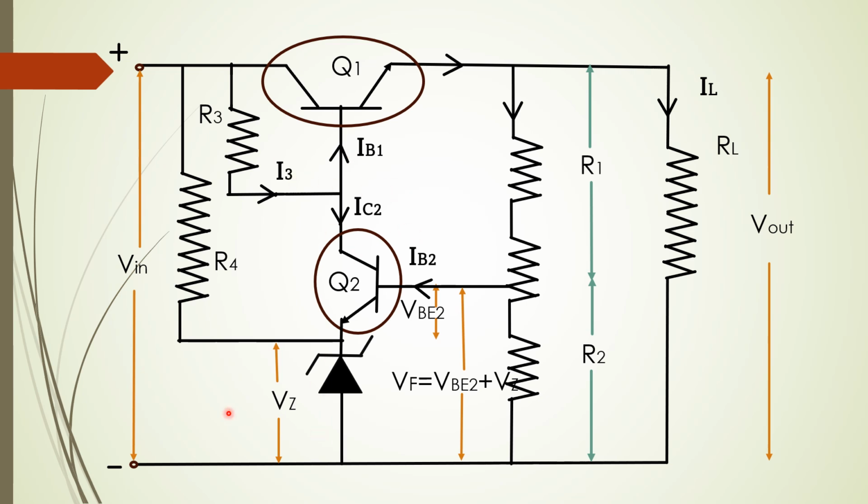The Zener diode along with the R4 resistor forms the reference element, and the voltage divider R1 and R2 forms the sample circuit, which samples the output voltage and delivers the negative feedback voltage to the base of Q2. Finally, the feedback voltage Vf is nothing but the summation of VBE2 plus Vz.